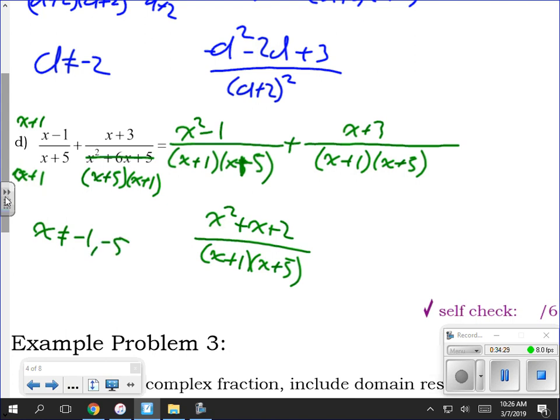You do, like I said, want to check to see if it's factorable and see if any factoring can cancel. Okay. Questions?